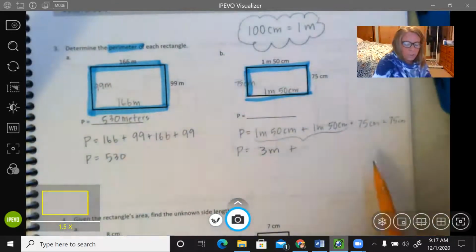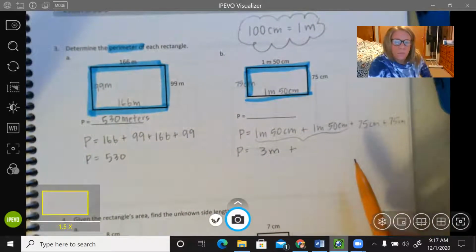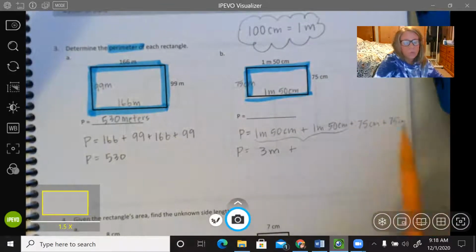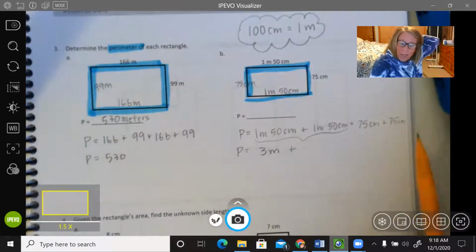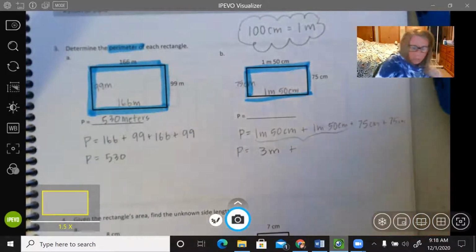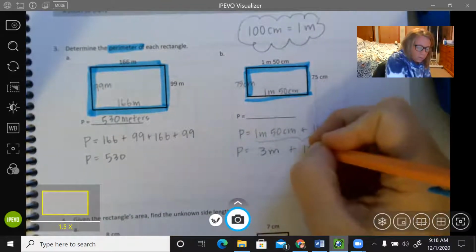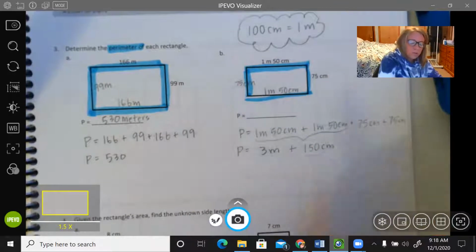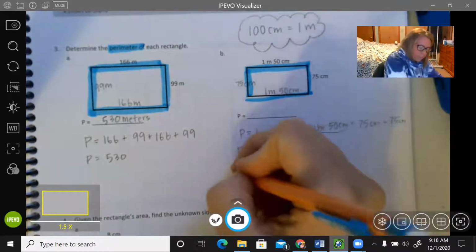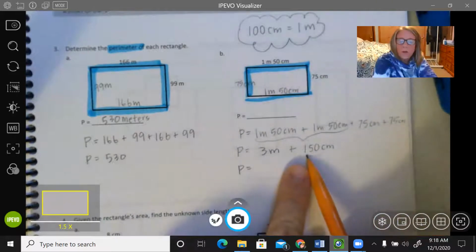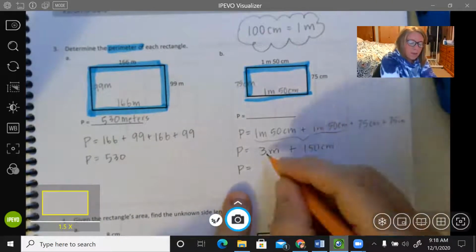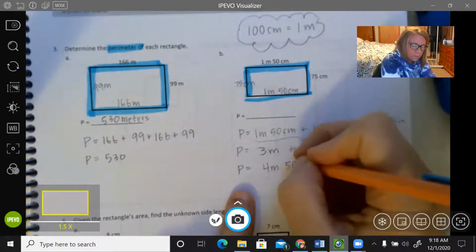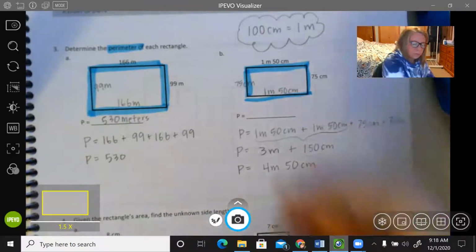Now I need to add to it 75 plus 75. I always think of 75s as quarters. So I have 3 quarters, and 3 quarters gives me 6 quarters total. I know that equals 150 or $1.50. So this is 150 centimeters. So we should be saying to ourselves, I know I can make another meter here. So I'm going to take my 100 centimeters and add another whole meter to give me 4 meters and 50 centimeters.